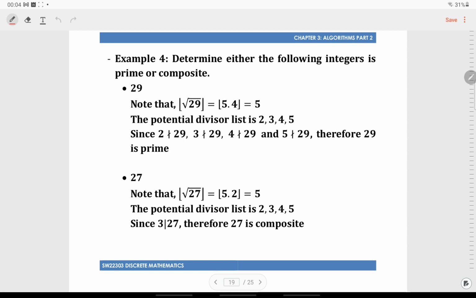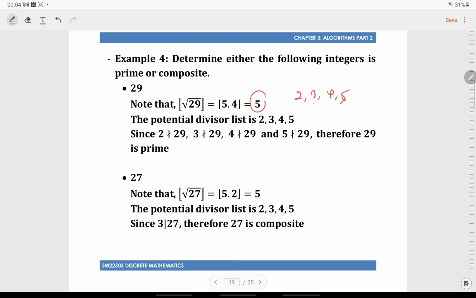Okay, so I give you an example. Determine whether the following integer is prime or composite: 29. So how do we determine whether 29 is a prime or not? Instead of dividing 29 by 2 up to 28, we can shorten the list. First of all, we find the value of the floor of the square root of 29. The square root of 29 is equal to 5.4, so the floor is equal to 5. So you can check the potential divisors from the list 2, 3, 4, and 5.